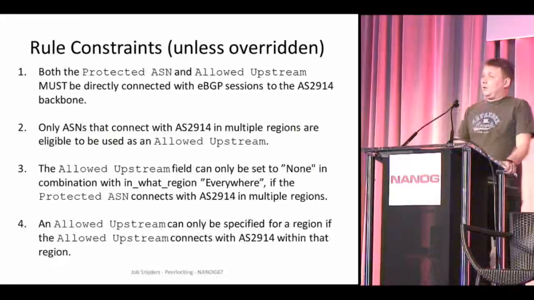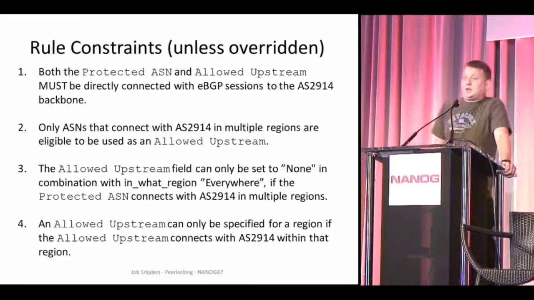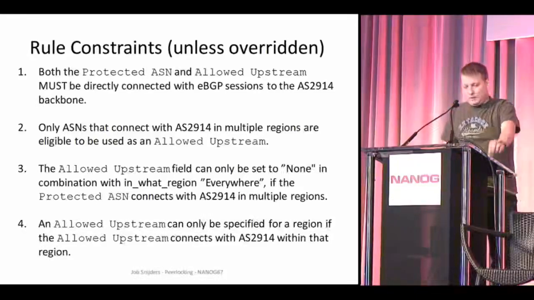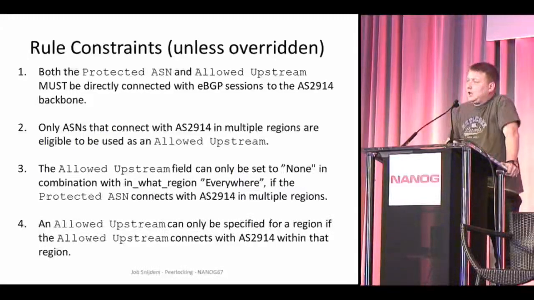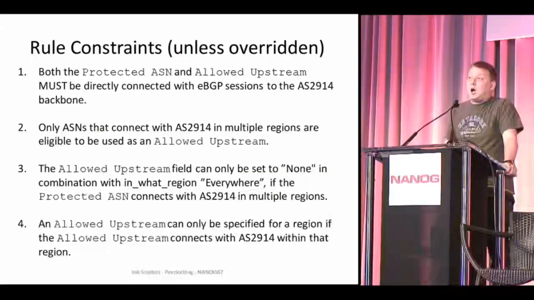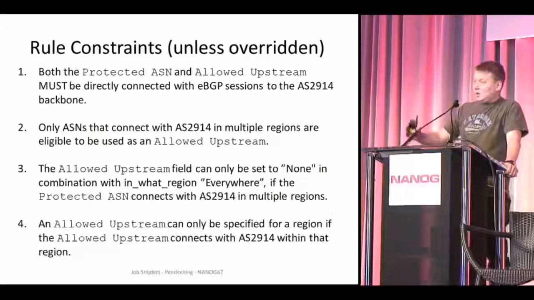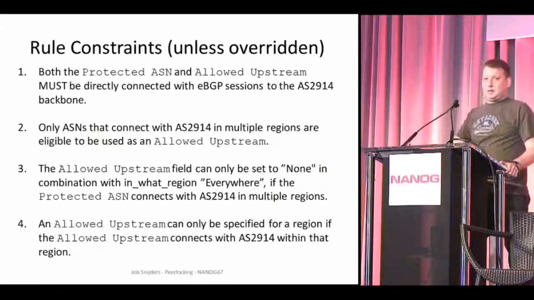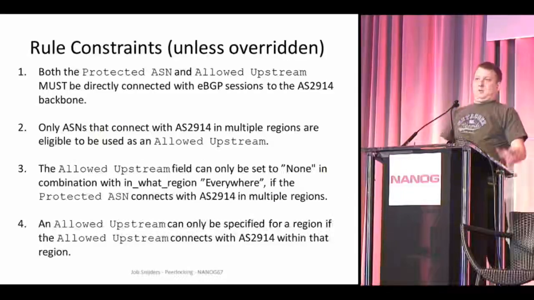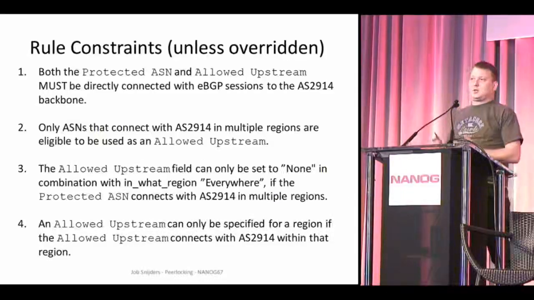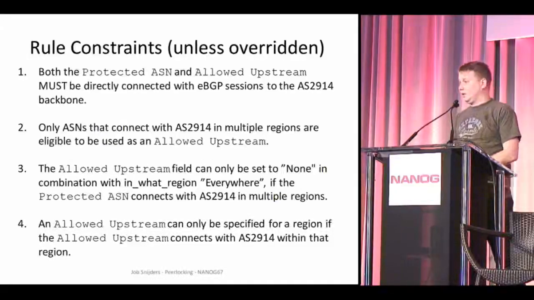As an example, the first constraint is that both the protected ASN, the network whose ASN we are blocking on all eBGP sessions except the ones where it is allowed, and allowed upstreams, the networks that were authorized by the protected ASN to be an intermediate, they must be directly connected to the NTT network. If they are not directly connected, then those rules and policies could have very adverse effects.